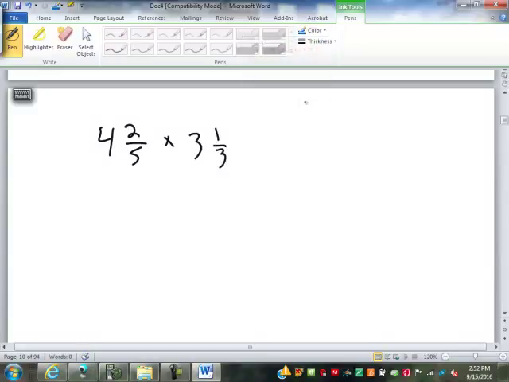So let's do it back with improper fractions. Talk me through what to do here. Four times 5 is 20, so 22/5 times... 3 times 3 is 9 plus 1 is 10/3. Now before we multiply, what should I do here? I can reduce the 5 and 10. Both divide by 5 to give me 1 and 2.